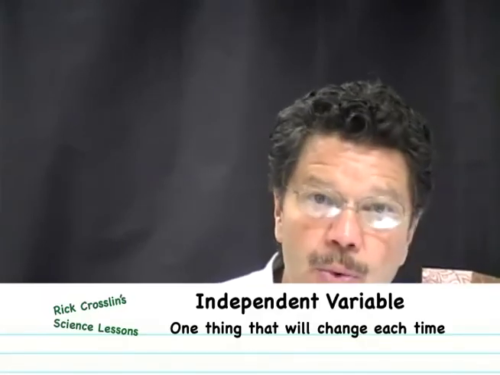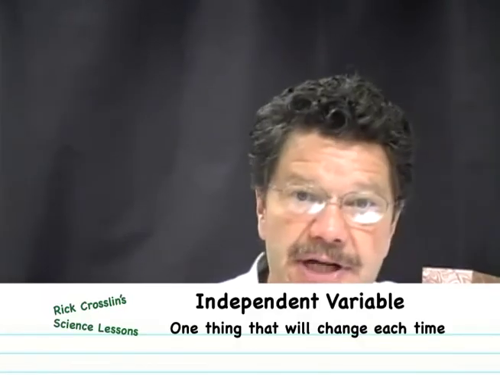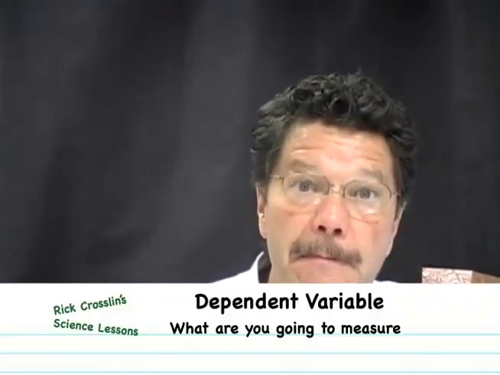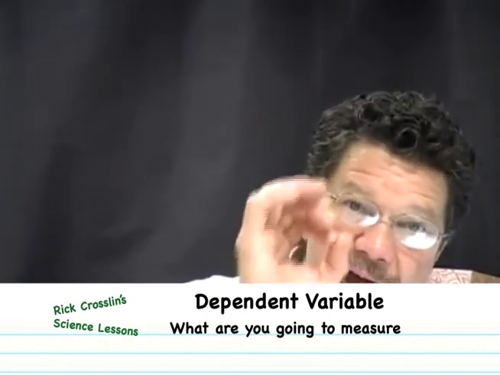I had a chance now to look at the control variables. The next is the independent variables. What is the one thing you're going to change each time? The independent variable will probably be how high you're going to drop the ball or the marble each time. And finally, number 4, the dependent variables. What are you going to measure? You're going to measure the width of the crater.